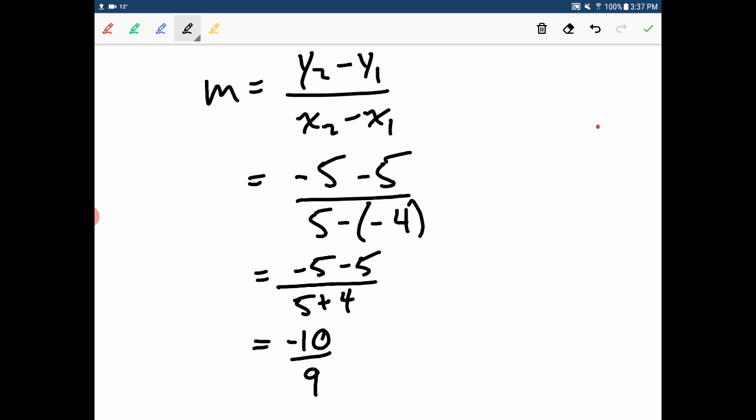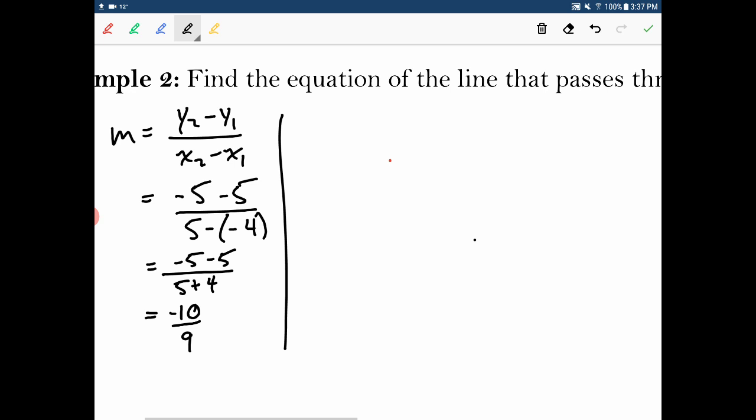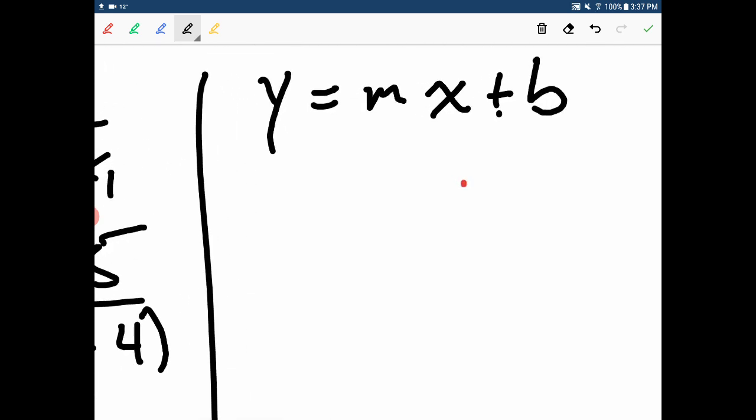All right. So that's that. We've got our m. So now we got to find our b. So once again, we say y equals mx plus b. And we will sub in a point. And it does not matter which point you use, of course. I'm going to sub in, let's see, I'm doing negative 4, 5.